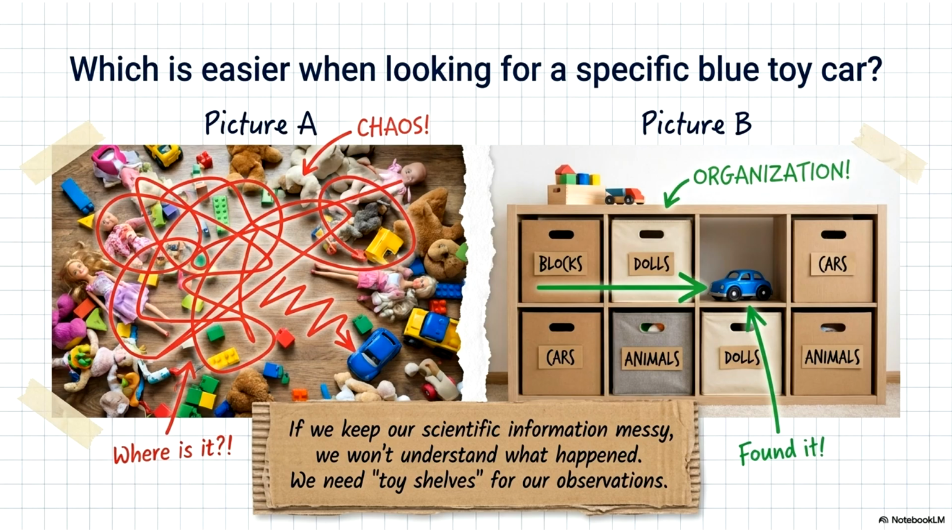Scientific information works the same way. If our observations are messy, it becomes harder to understand our results. When data is organized, we can quickly find important information and make better conclusions. This leads us to an important question.